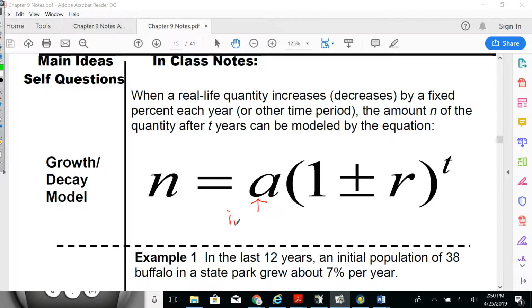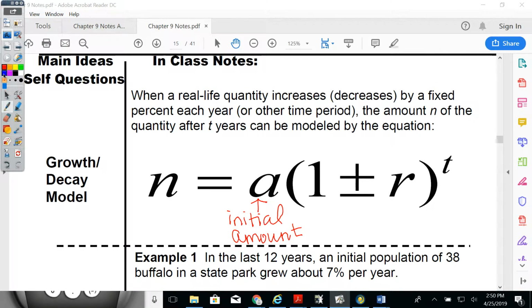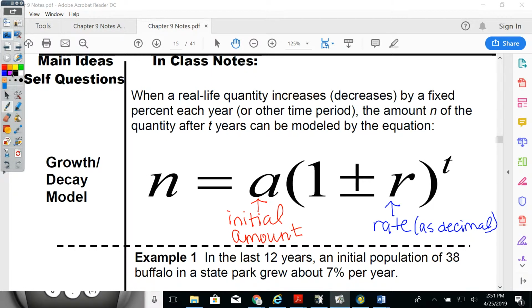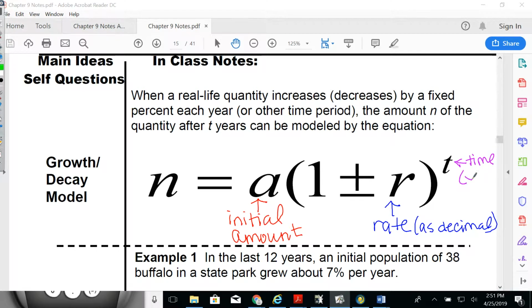A is your initial amount. So that's your starting number, whatever you start with, however many you start with. The R here is your rate of increase or decrease, and it's usually given as a percent, but you need to convert it to a decimal. The exponent is your time, and usually it's in years, but it can be other increments or other time periods.